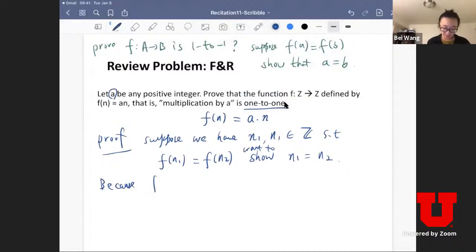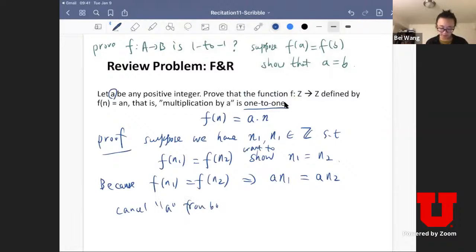Because f(n1) is equal to f(n2), this means a times n1 is equal to a times n2, right? And you can cancel a from both sides because a is a positive integer, then we have n1 is equal to n2. That's it. We start by assuming f(n1) is equal to f(n2), and we show that n1 is equal to n2. This is how we prove a function is one-to-one.